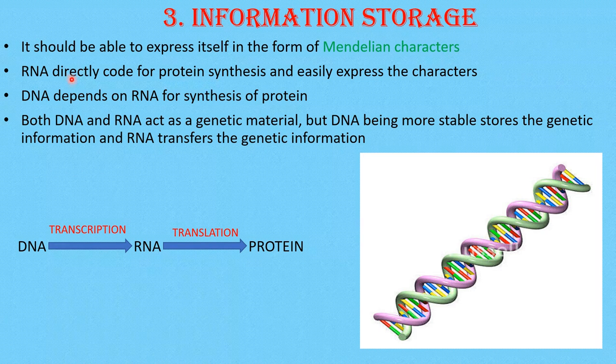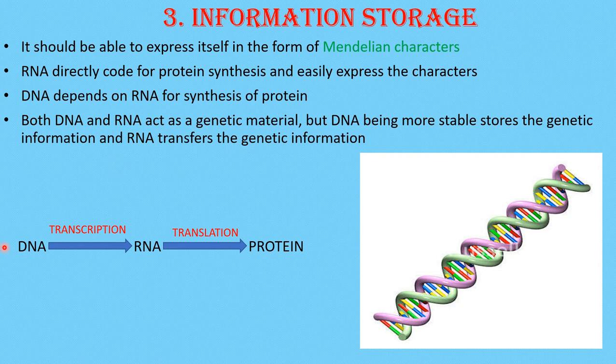Okay, RNA directly codes for protein synthesis and easily expresses the characters. It can directly be involved in protein synthesis and express its character. And DNA expresses the Mendelian characters, that is, inheritance of characters, all the genetic characters. DNA depends on RNA for protein synthesis. So RNA directly synthesizes protein, whereas DNA depends on RNA for protein synthesis.